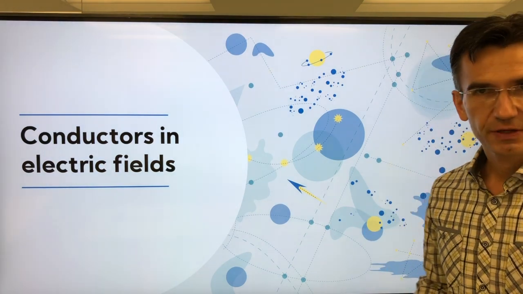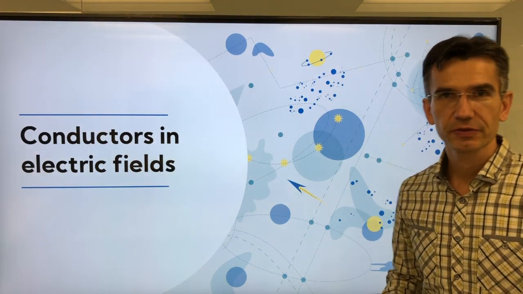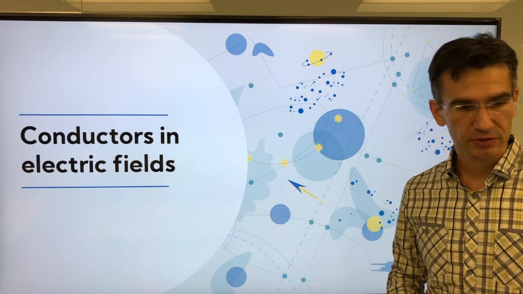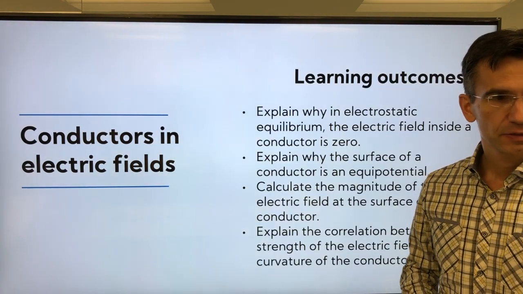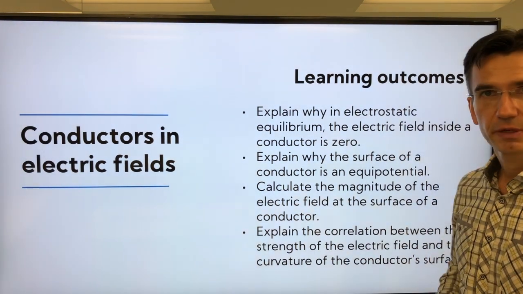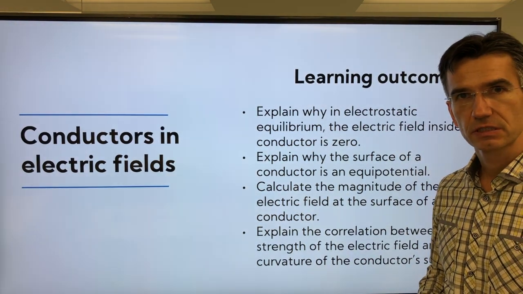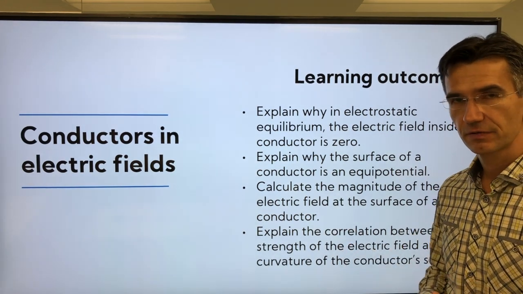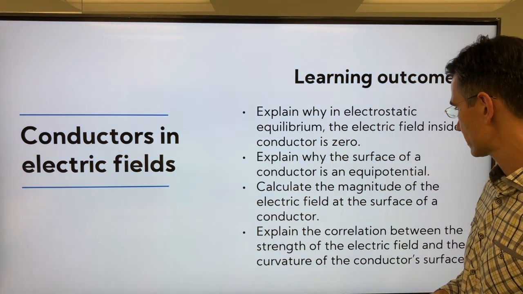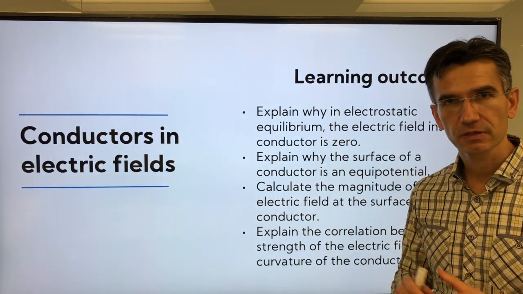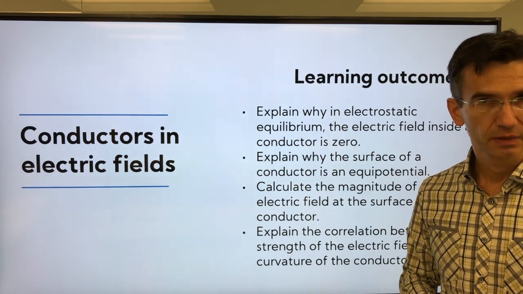This lesson is about the behavior of conductors in electric fields, and we'll see this is applicable when we talk about electric circuits. So things that we'll learn today are how in equilibrium the electric field inside of a conductor is zero, how in fact the surface of the conductor is an equipotential surface, and we'll see there's also a correlation between the curvature of the surface and the strength of the electric field.